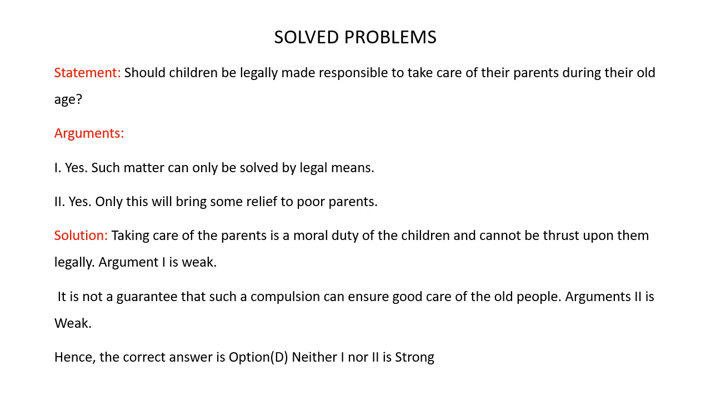Now let's look at the second argument. It's not a guarantee that such a compulsion can ensure good care of the old people. So argument 2 is also weak. So both the arguments are not strong. So the correct answer is option D. Neither 1 nor 2 is strong.